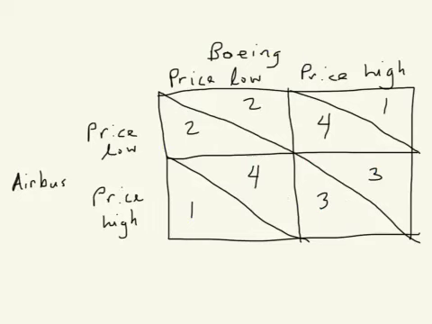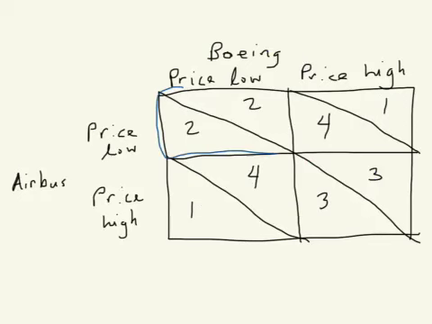Likewise, if Airbus thinks Boeing is going to price high, Airbus has an incentive to price low. Let's think: if Boeing is pricing low, Airbus could price high and get its worst outcome, or it could also price low and get an improved outcome. So if they're both pricing low, given that Airbus is pricing low, does Boeing have an incentive to price high? No. 1 is lower than 2. Likewise, given that Boeing is pricing low, does Airbus have an incentive to price high? No. 2 is better than 1. So there's one Nash equilibrium here.